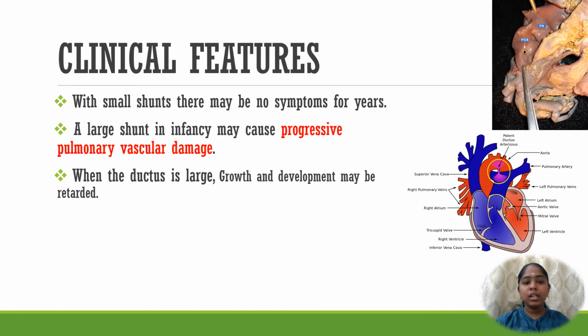Clinical features include, with small shunts, there may be no symptoms for years. A large shunt in infancy may cause a rise in pulmonary artery pressure, and this leads to progressive pulmonary vascular damage. When the ductus is large, growth and development may be retarded. Usually, there is no disability in infancy, but cardiac failure may eventually occur. Dyspnea is the first symptom to occur.